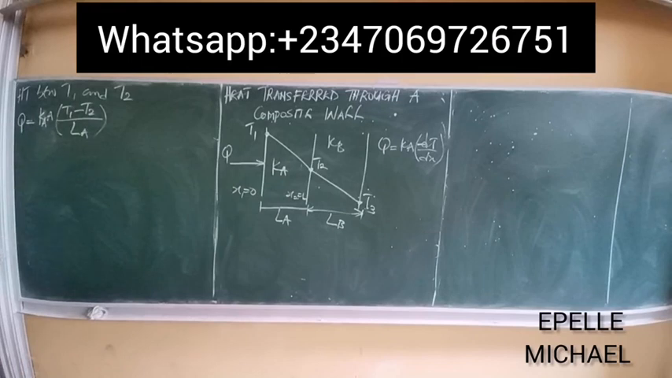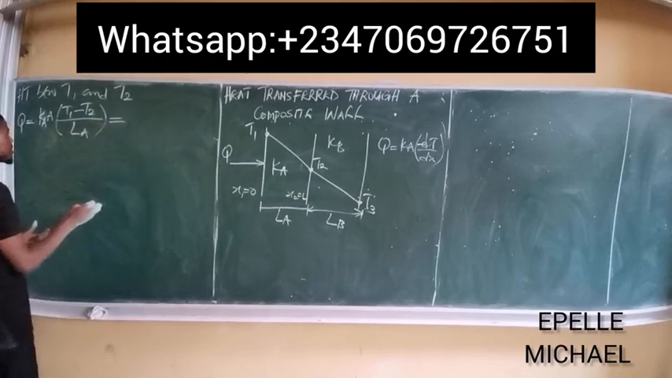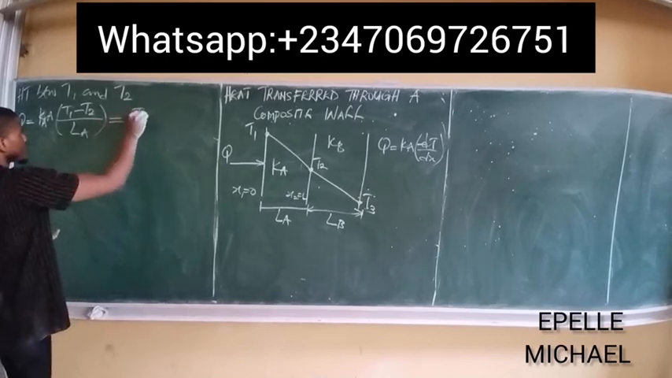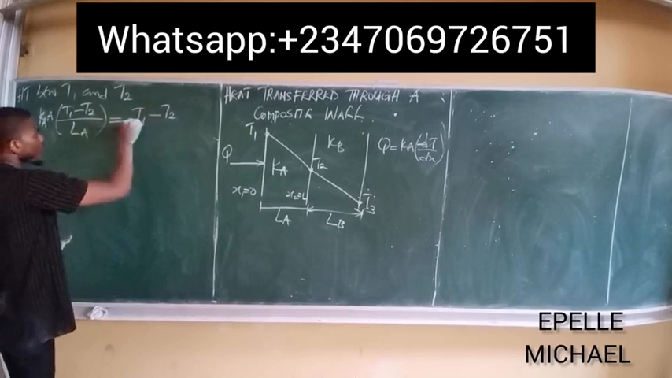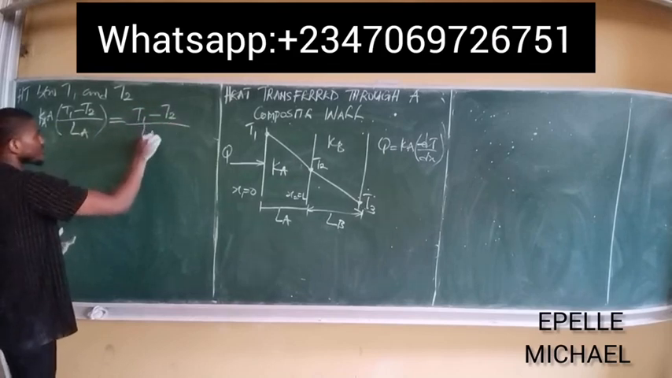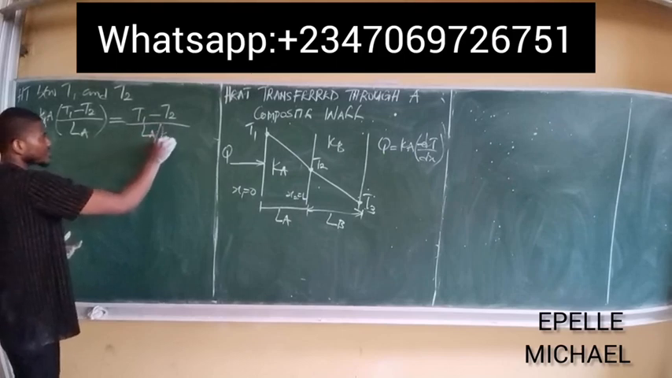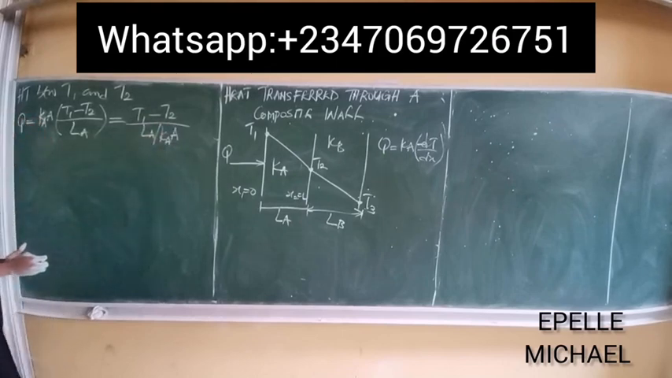Now let's try and make temperature the subject of the formula. From here, we also observed in the previous video that this equation can be transposed as T1 minus T2 all over LA divided by Ka times A, which is the area.